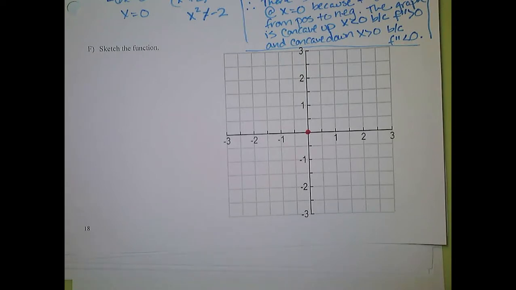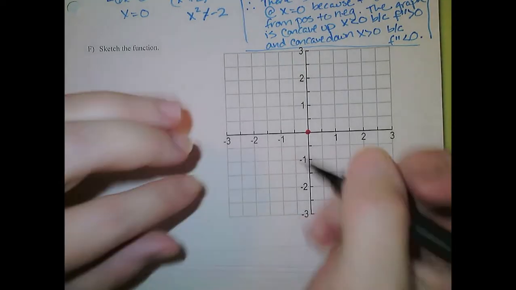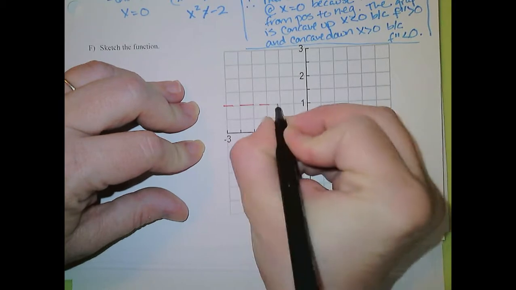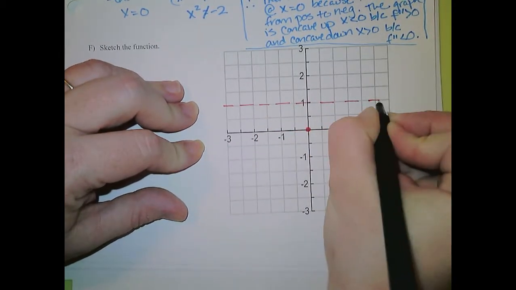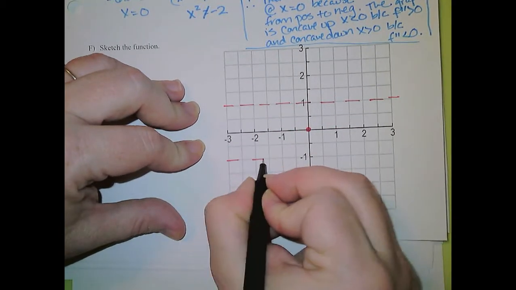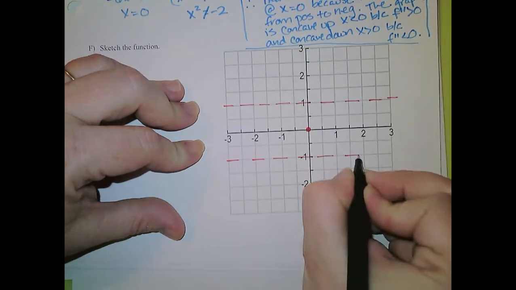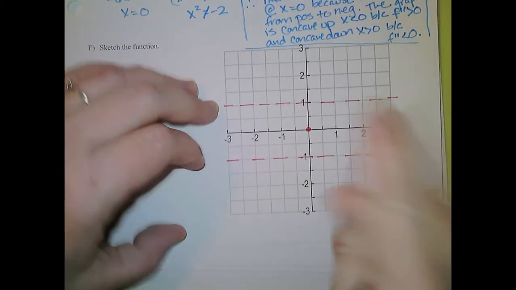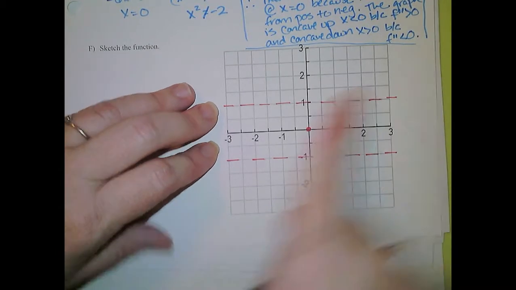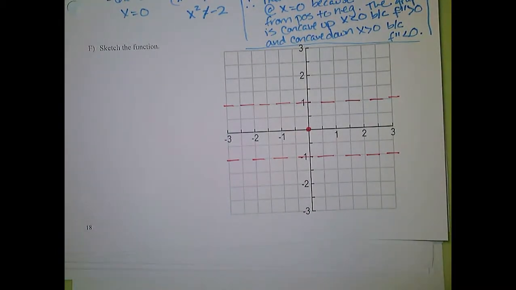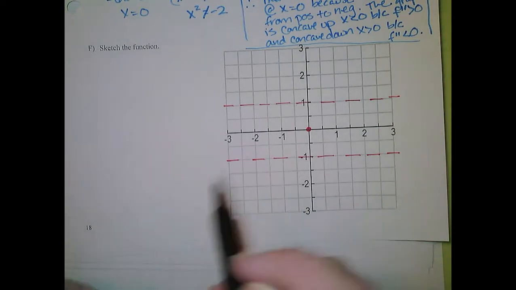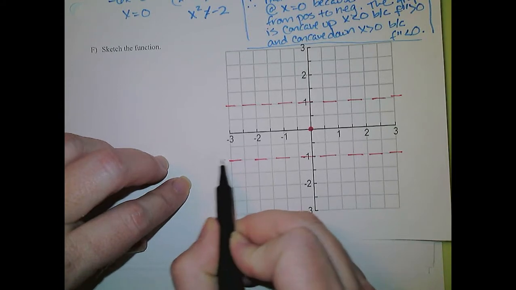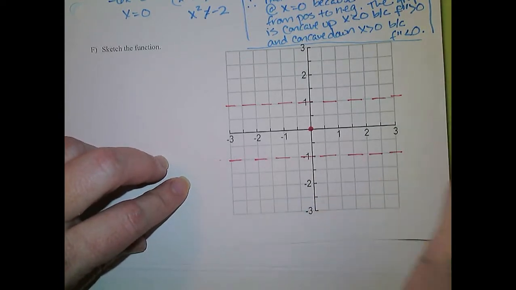I do know that I have two horizontal asymptotes. I have one at positive 1, y equals positive 1. So we'll sketch that in. And I have one at negative 1. I know specifically that as x increases, I'm approaching the positive 1, and as x decreases, I'm approaching the negative 1. I also know that there are no vertical asymptotes. My function needs to be drawn so that it's increasing everywhere. So I'm going to be approaching -1 on this side, and then I'm going to be increasing and approaching +1 on this side.